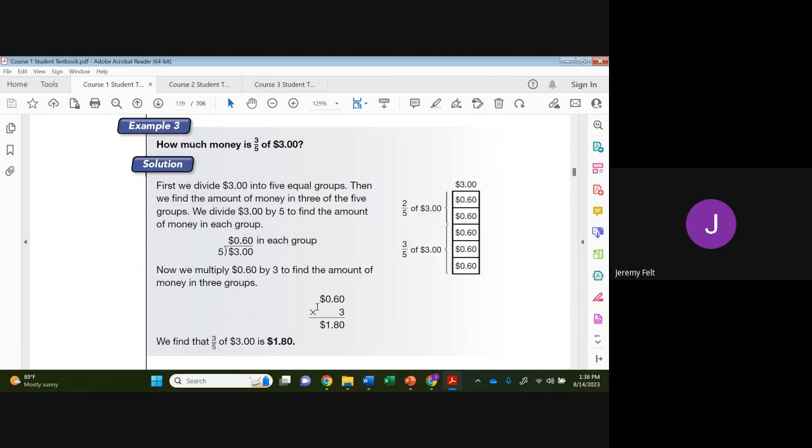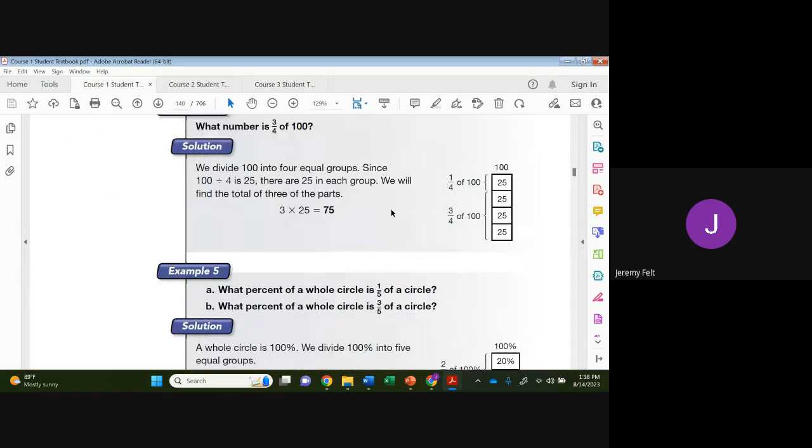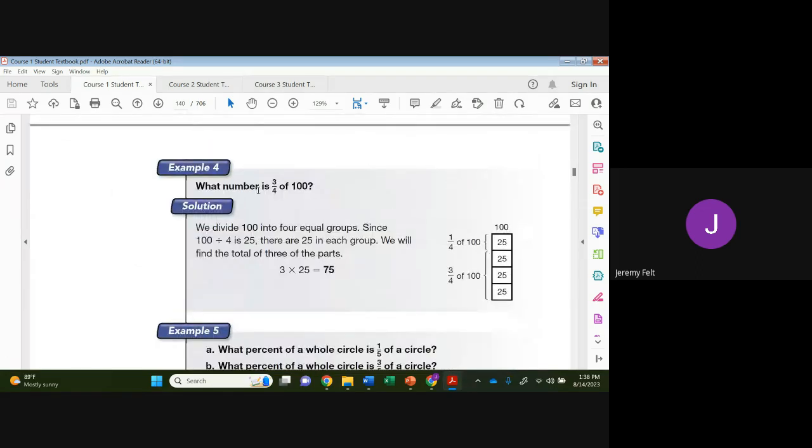So we have different equal groups just depending on what the fraction is. That's going to tell us how many groups we're breaking it into, and then our total, if it's percent, that's per 100, so that'd be out of 100. Well, what number, again, this is a word problem, what number is or equals 3/4 of or times 100? And 100 broken into 4 groups is broken into 25, 25, 25, 25. So 3/4 would be 75.